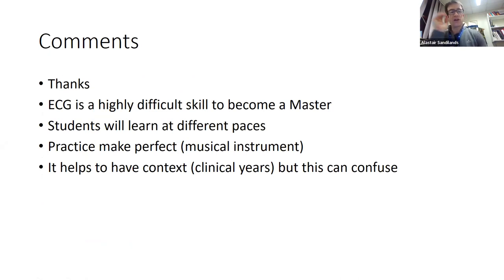Okay. The first thing to remember is that the ECG is very difficult to become a master of. And evidence suggests that you need to do something 10,000 times before becoming a master, but you don't need to become a master at an ECG. You want to become competent enough that you're safe to treat patients and that you can answer questions in the exam. Okay?